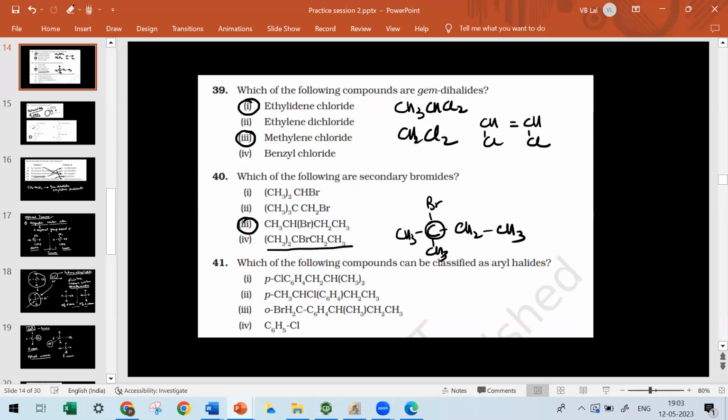Ma'am, the first one. Yes, it is the first one. In the first one, it is C, CH3, CH3, H, and here Br. So this carbon here is the secondary carbon. So it is 1, and then 41. Which of the following compounds can be classified as aryl halides?